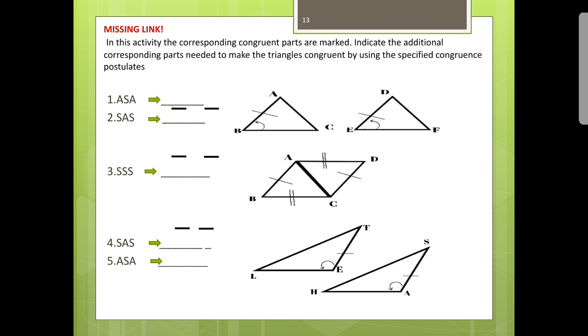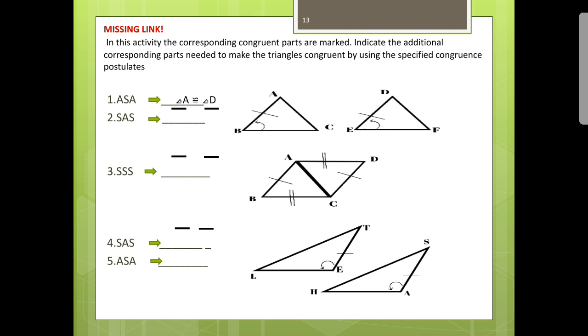So we have triangle ABC and triangle DEF. For number 1, there is a congruent angle followed by the congruent side. So therefore, what do you think is the additional congruent angle to complete the angle side angle postulate? So the answer is angle A is congruent to angle D.